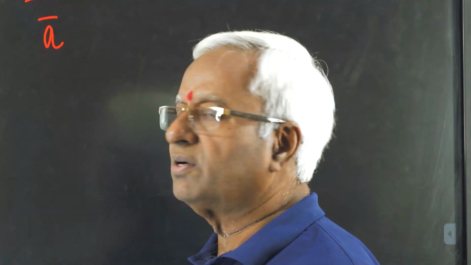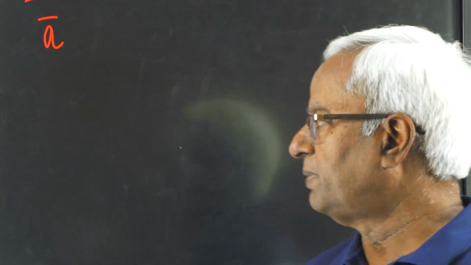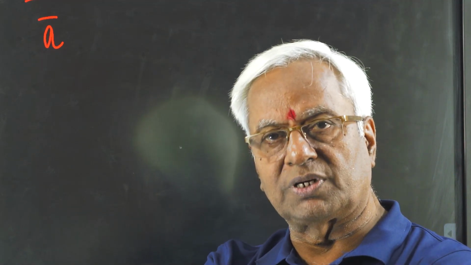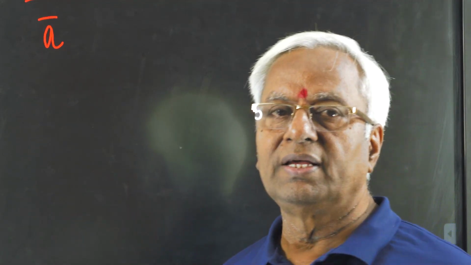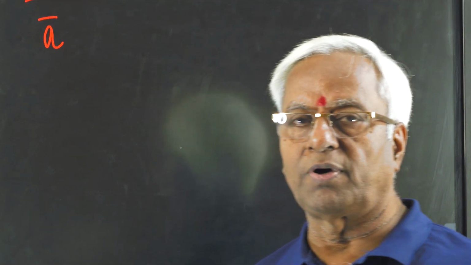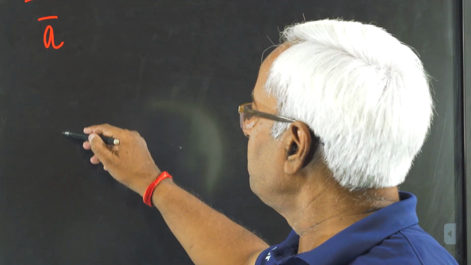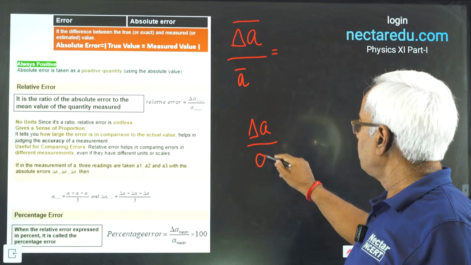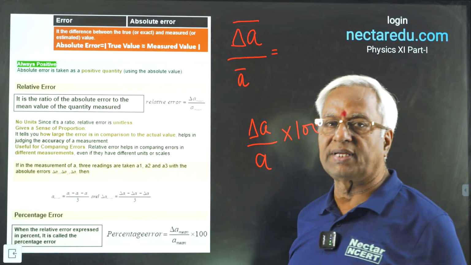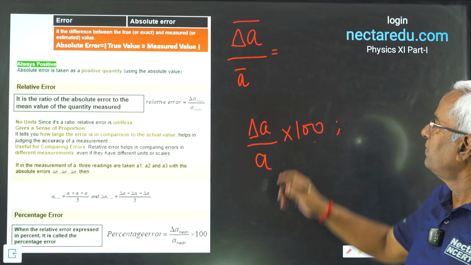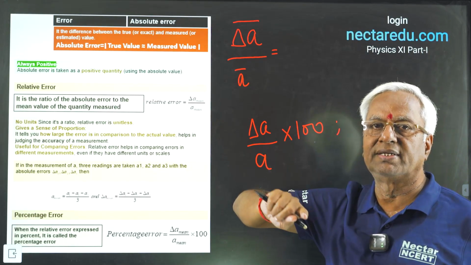But the convention or trend that is practical in our life is percentage error. The most used term is percentage error. Suppose you say that there is 4% approximation in the readings of mass that has been taken, then it simply means that delta A upon A into 100 is 4%. That means when you multiply this thing by 100, it is known as percentage error.